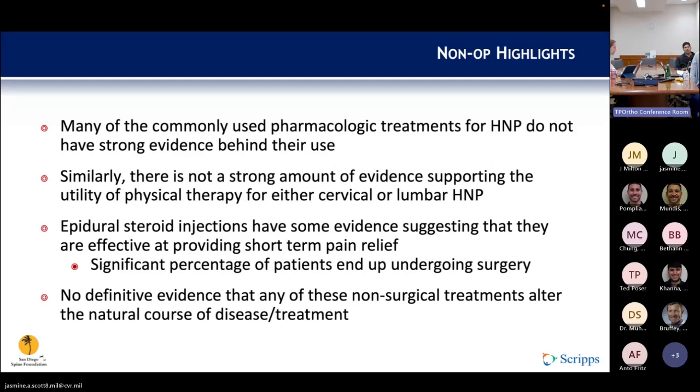I think the bottom line takeaway from this is that the natural history of these is that they resolve. There's not a strong amount of evidence supporting the utility of physical therapy. However, patients that want to go to physical therapy probably should. It gives them something to do. Epidural steroid injections may help more in the short term, but definitely don't resolve the underlying pathology. And so there's no definitive evidence that these non-surgical treatments alter the natural course of the disease.